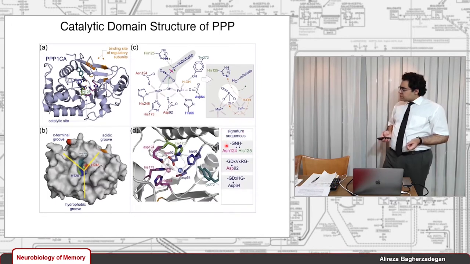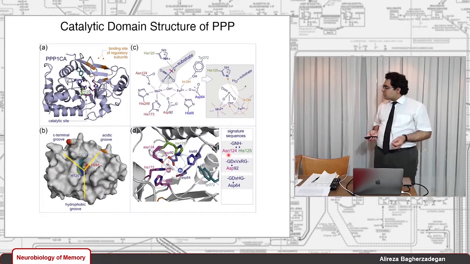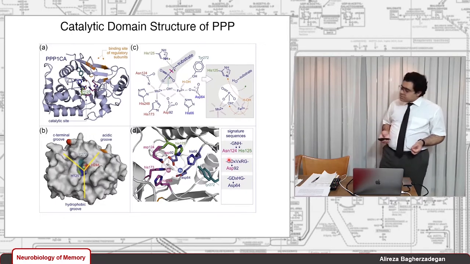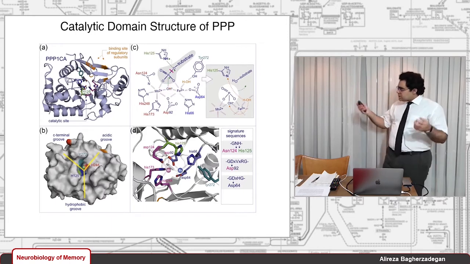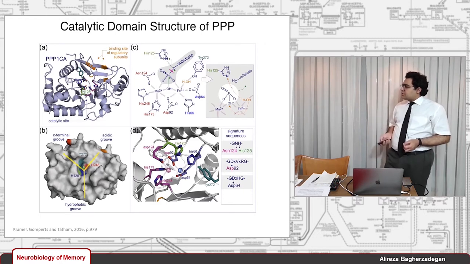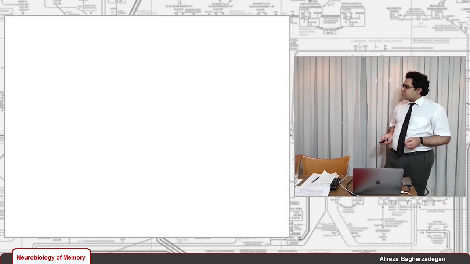And these are signature sequences. You know, these are important, conserved amino acid residues, for example, asparagine, some aspartic acids or aspartates, and histidine 125. These are very important, and they form a signature sequence. And these are conserved amino acid residues in most of the PPP enzymes. And they have a very special role in coordinating those two metal ions, okay, which in turn coordinate our nucleophile, hydroxide ion or the water molecule. Okay, so that was all about the catalytic domain structure of PPP, and how it catalyzes dephosphorylation.